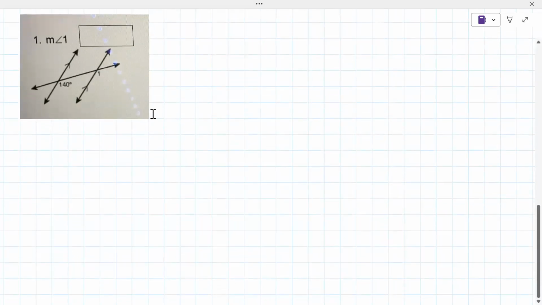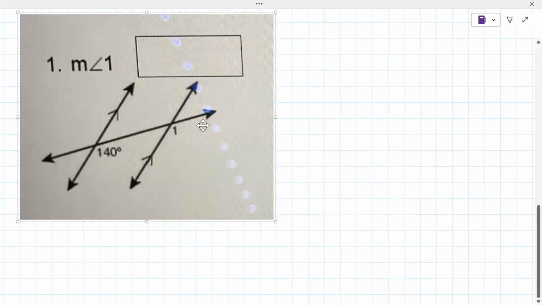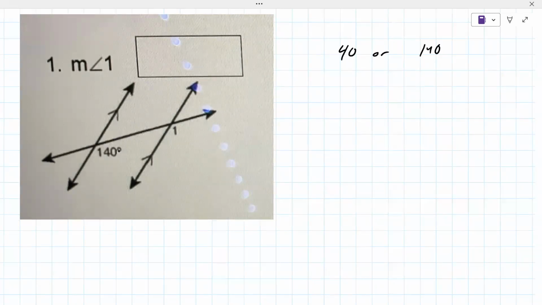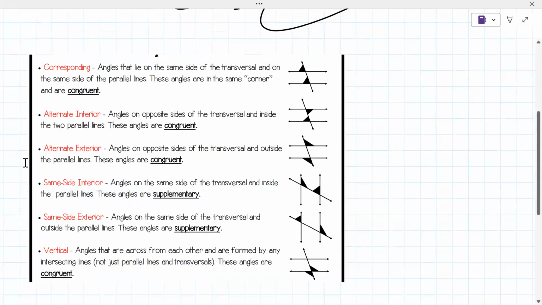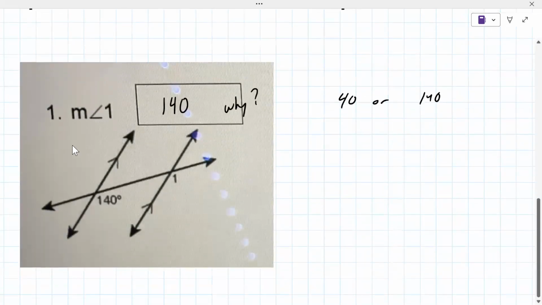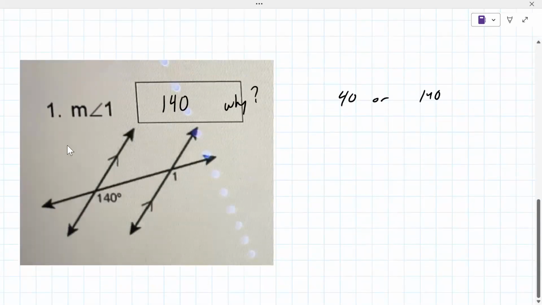So number one, got the blue lights going. Love it. The angle one, well, I'll just tell you, it's either 40 or 140. And it's 140, but the question is why? Really, that's what matters here. It goes back to, which of these is it? That's what is more important to me today, to get you comfortable with what the name is. So what do you think?